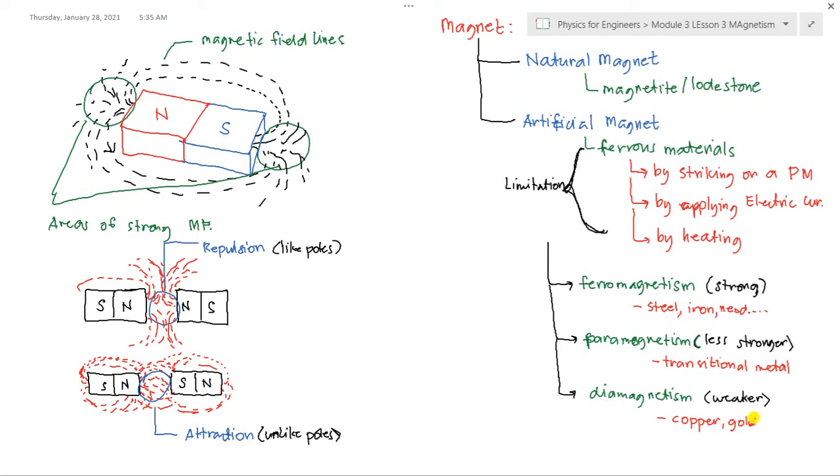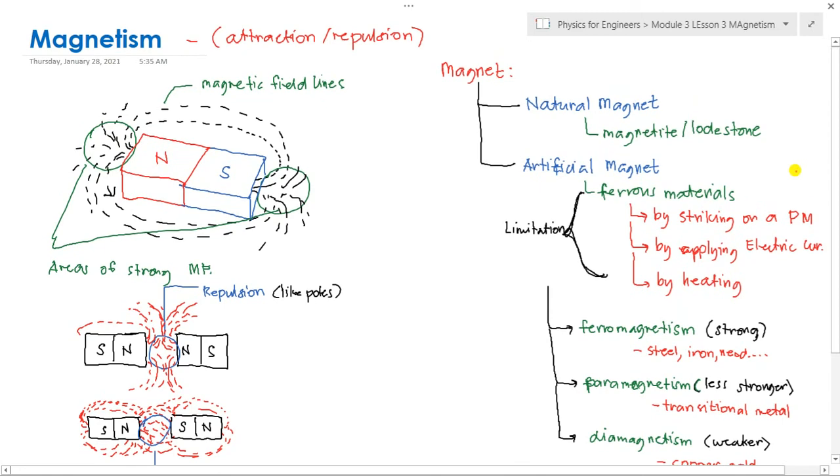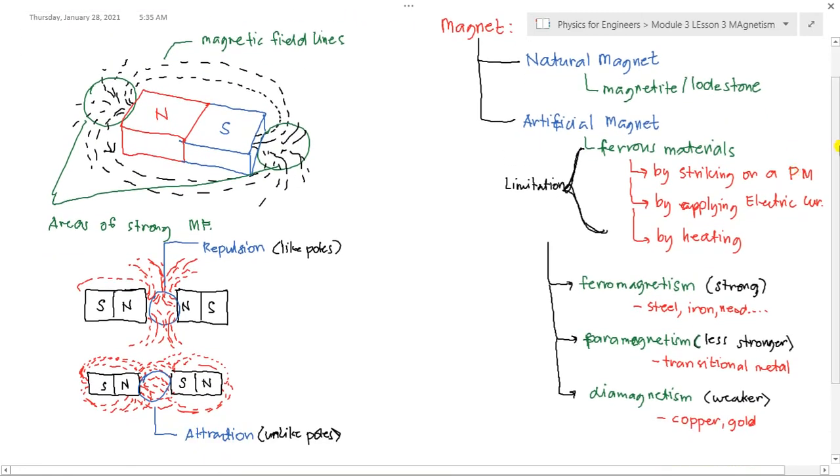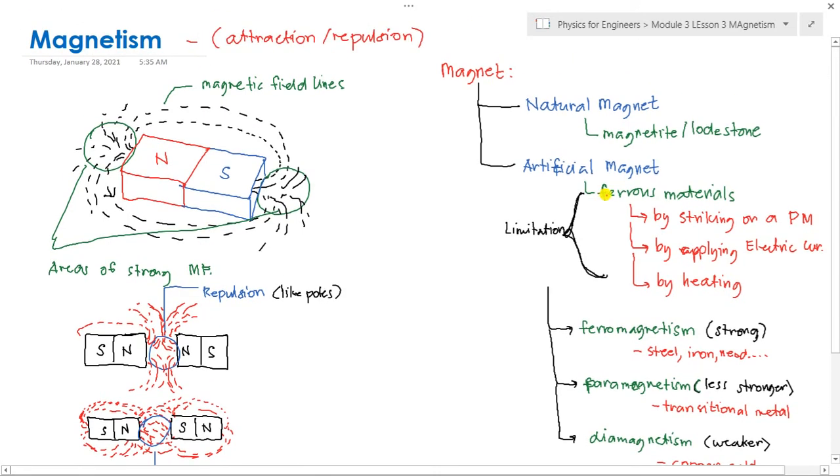Now, the ones that never lose their magnetism are the natural magnets. But since they have a high cost of extraction, that's why laboratories choose to have artificial magnets, because they are easier to produce.